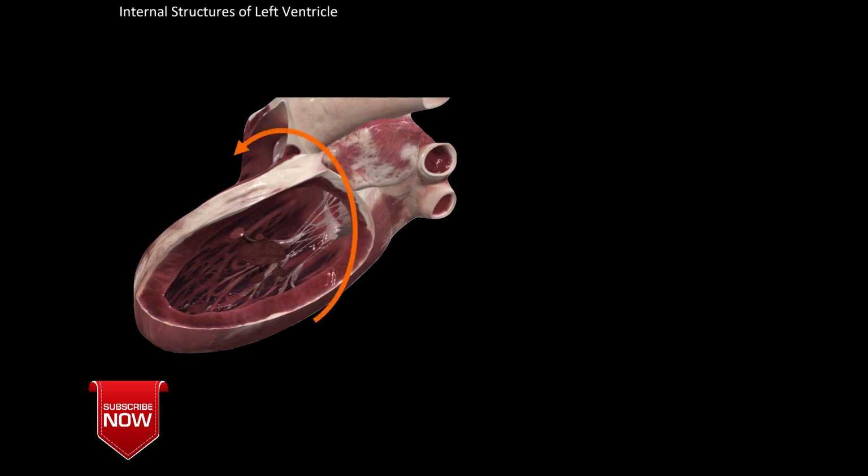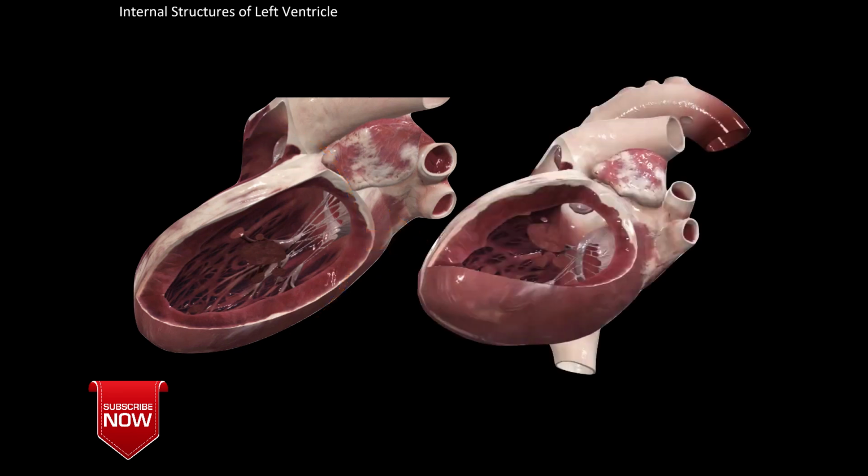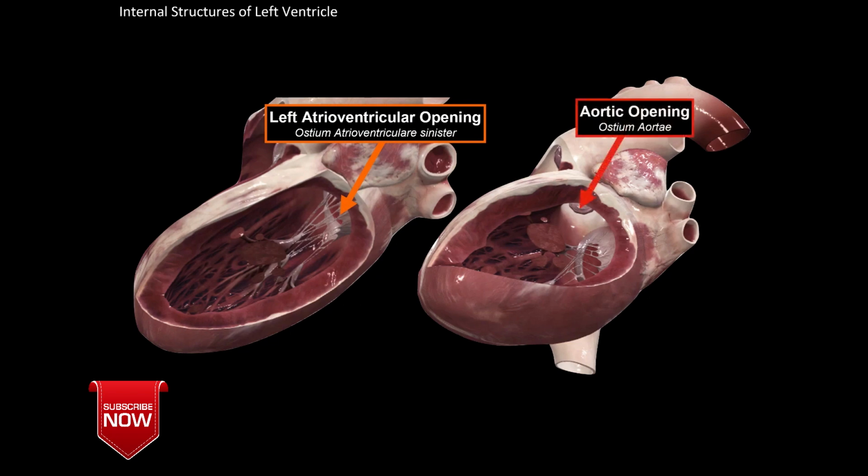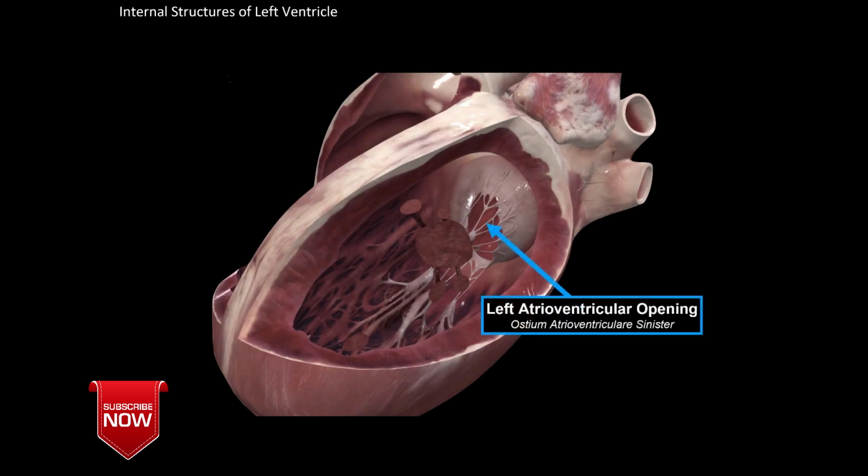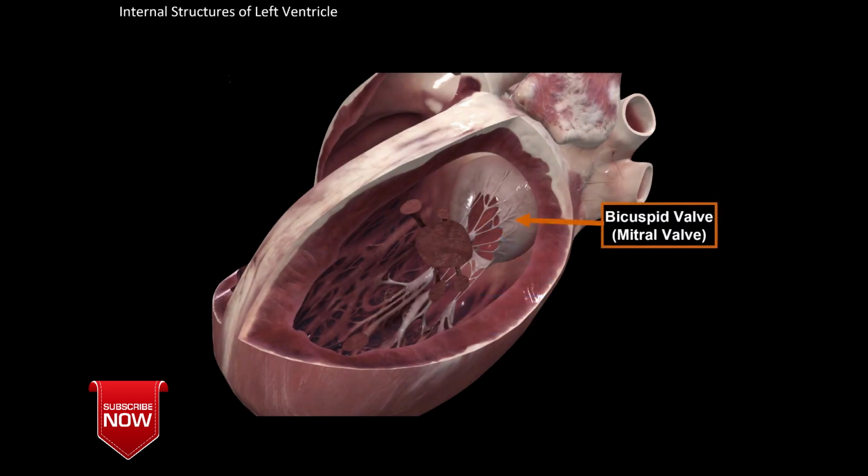And if we tilt it a little bit in this direction, we will see one more valve. So let's go ahead and talk about the base of the left ventricle now. From these two angles, we're able to see the left atrioventricular opening, where the blood from the left atrium comes in, and the aortic opening, which leads into the aorta. Let's now do the left atrioventricular opening first, and then do the aortic opening. So here we see the left atrioventricular opening again, and it's guarded by the bicuspid valve, or the mitral valve.